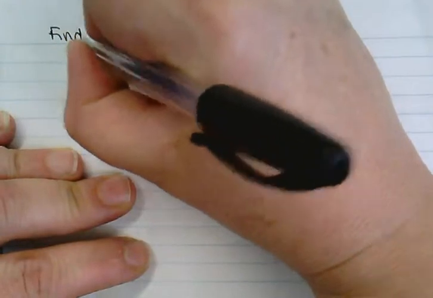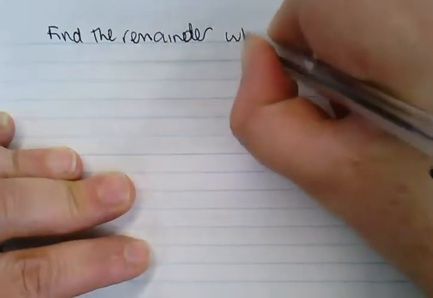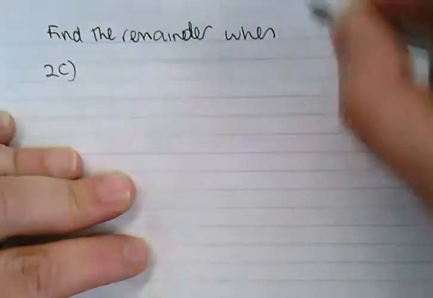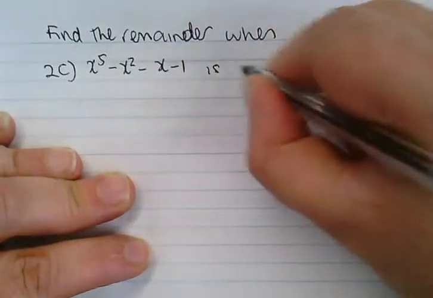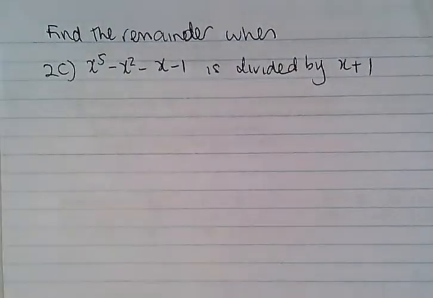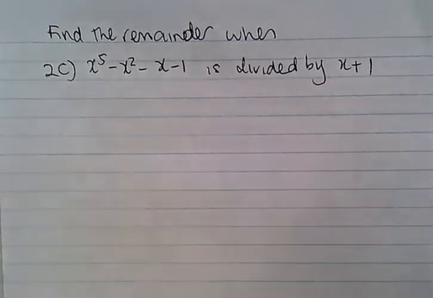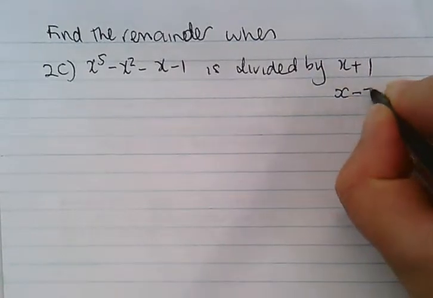So, just getting your exercise book. Find the remainder when, I'm going to do this one, this is the worksheet, x to the power of 5 minus x squared minus x minus 1 is divided by x plus 1. Okay, now we don't have to do the whole division. Yes, we could if we wanted to waste a bit of time, but if we just want the remainder, that's all they're asking for. Remember, we're dividing by x plus 1, which is x take away negative 1.